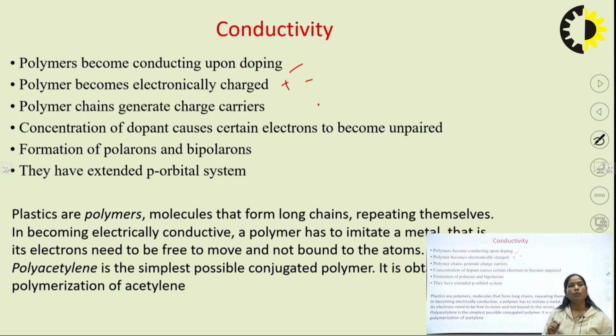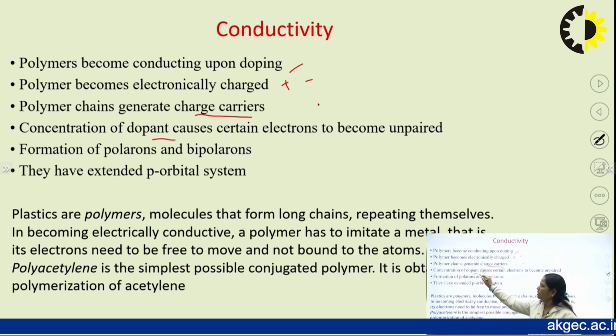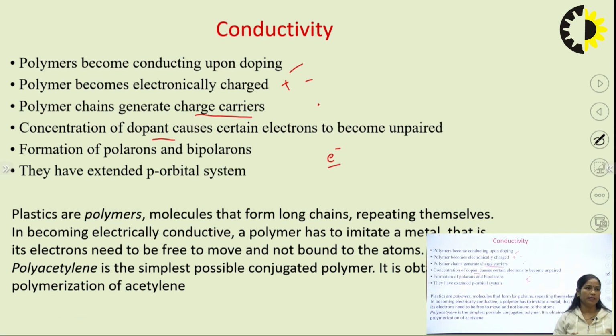Another is that the polymer chain can generate charge carriers. It means the charge can be carried forward through the whole chain. The next important feature is that the concentration of dopant, which we add in the formation of conducting polymer, basically makes the electrons unpaired. If an unpaired electron is available, which is very active, it can be delocalized over the whole chain of the polymer, and the polymer becomes conducting in nature.